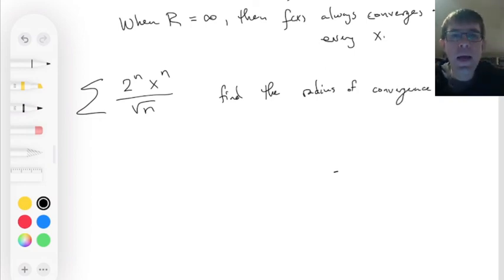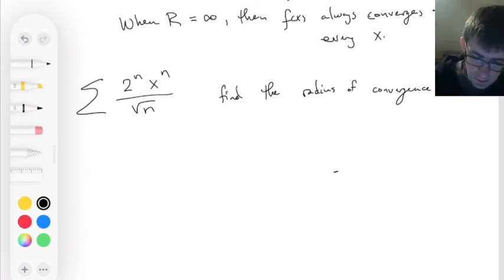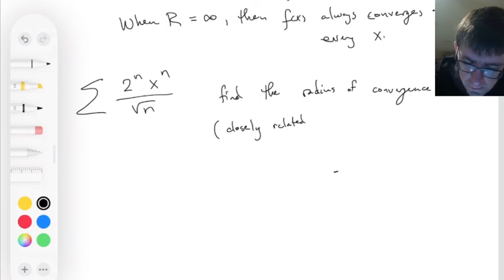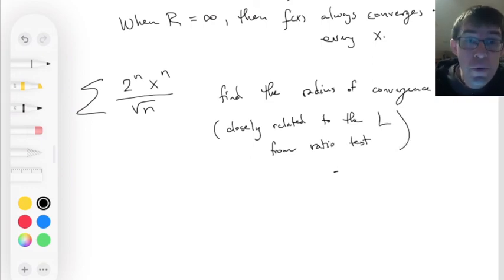All right. Now, there isn't a formula for the radius of convergence. So when I say find the radius of convergence, you can't just plug something in and find the R. The radius of convergence in all the examples that we do is going to be found by doing the ratio test. So I'm going to say this, and you will see why. This is closely related, although again there's not really a formula, to the L from the ratio test. All right, so do the ratio test to find a formula for the L in terms of x.